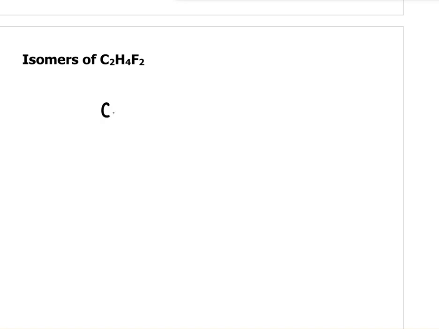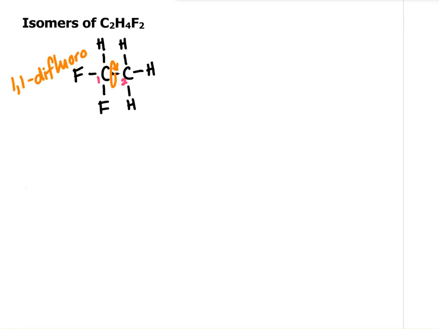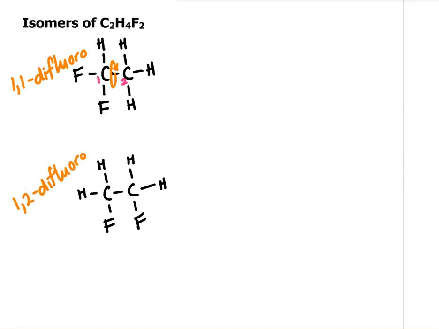So this one, I'm just going to draw it really quick. The other one we could do is to have 1 fluorine on each of the carbons. And if we were to name this, we would call it a 1,2 difluoro isomer. Again, we're numbering this way. So those are 2 isomers.